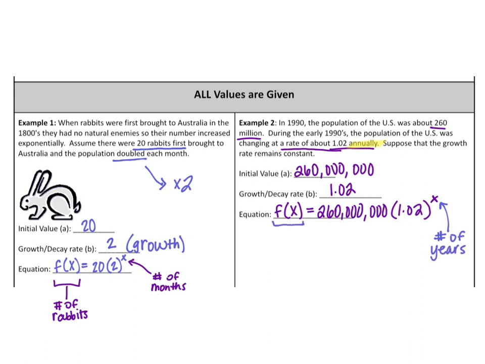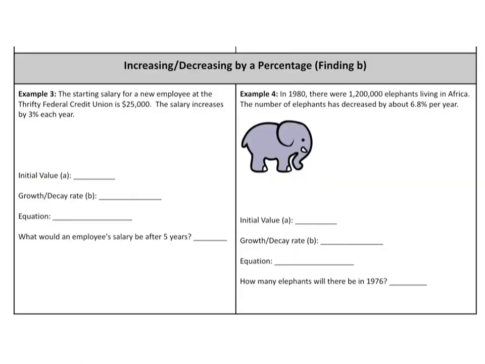Number of years, and that right there is my population. Okay, but what if we're not given all of the values? This is where percentages come in, and we have to do a little bit more work in order to find that B value. Like this little heading says, it's increasing and decreasing by a percentage, and we have to find B.